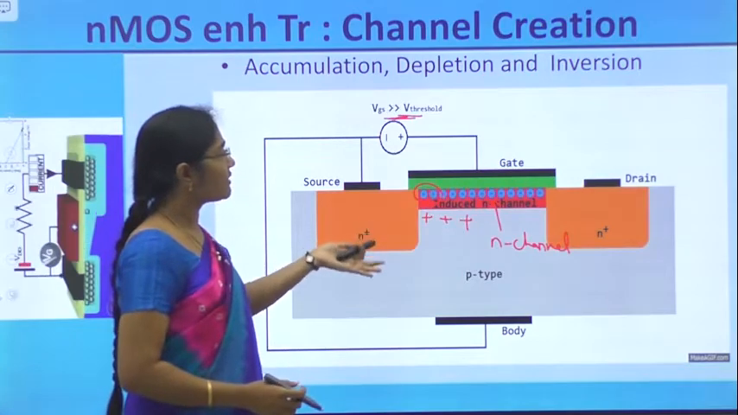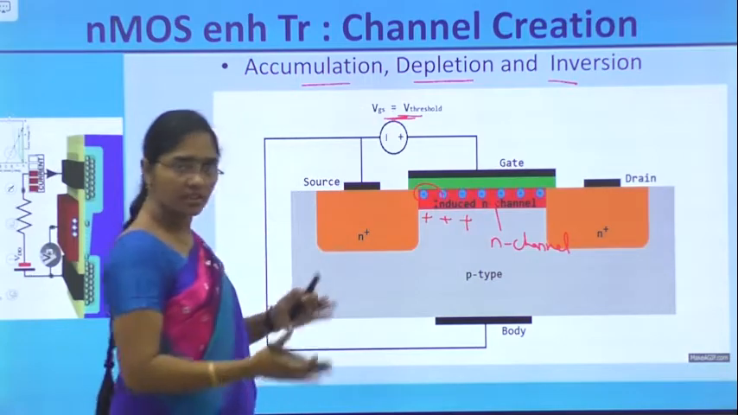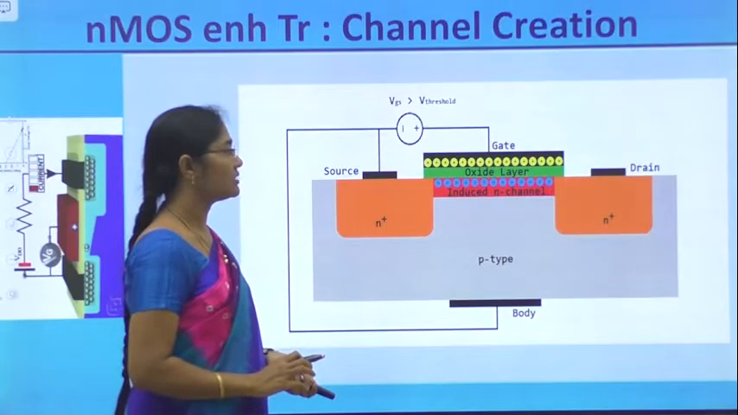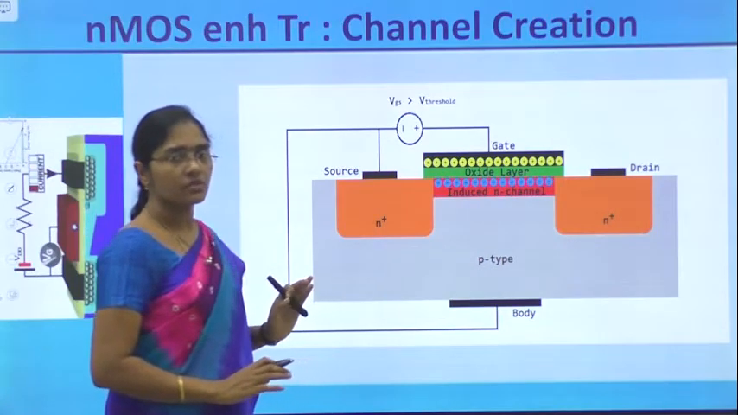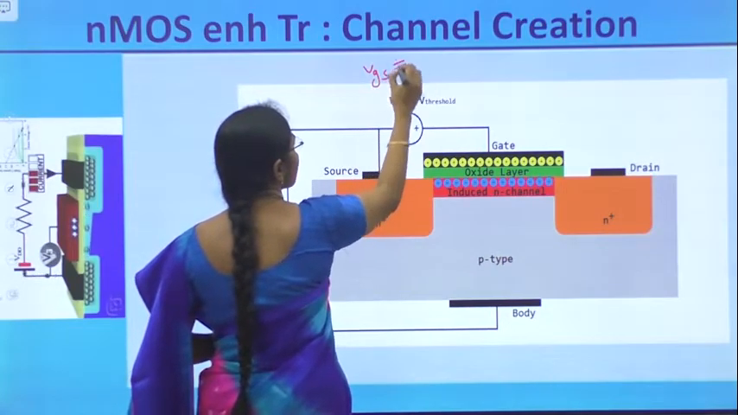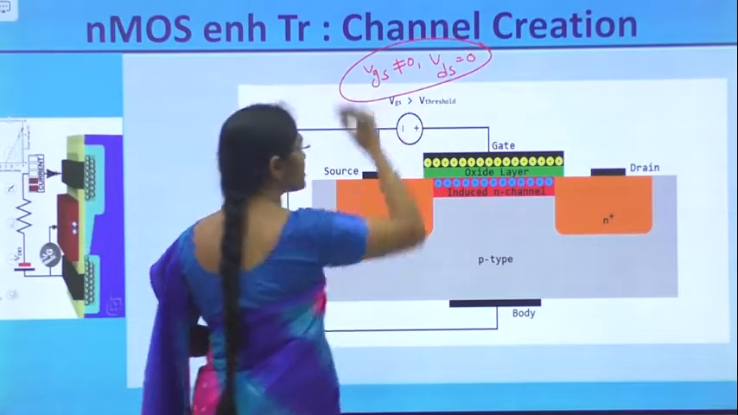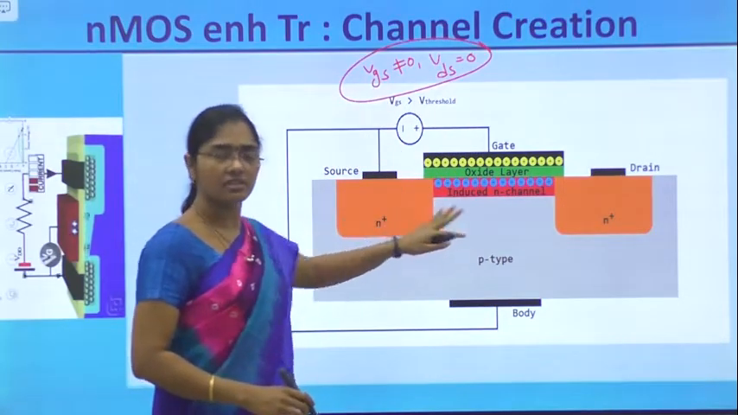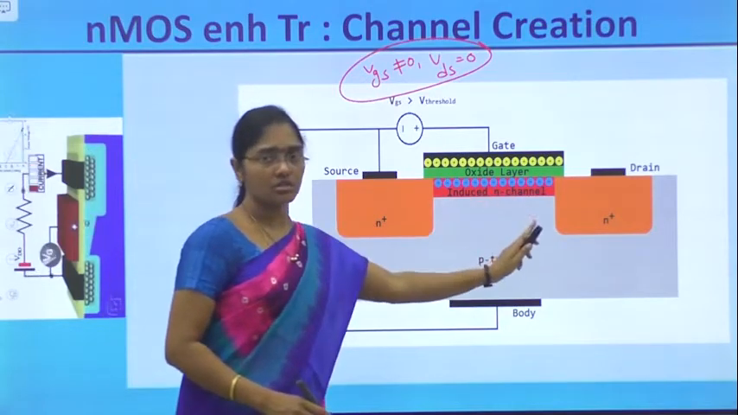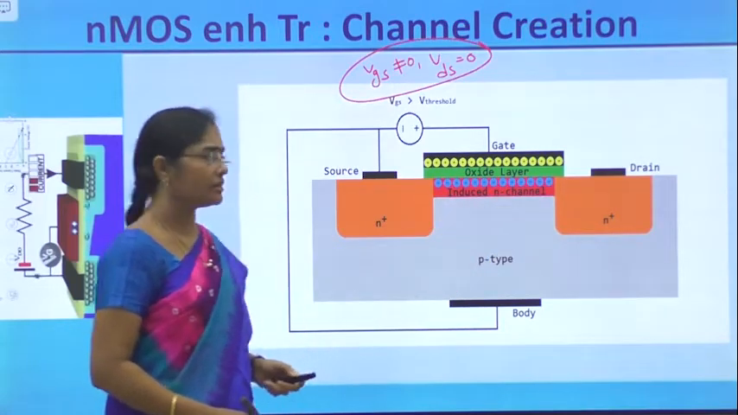So finally, after these three modes, accumulation, depletion and inversion, the transistor has a channel. With the channel, it can be represented like this. VGS is not equal to 0, VDS is equal to 0. For this case, the channel is created and the transistor will look like this. There is no movement of electrons, no movement of carriers, but there is a connection path existing between source and drain.